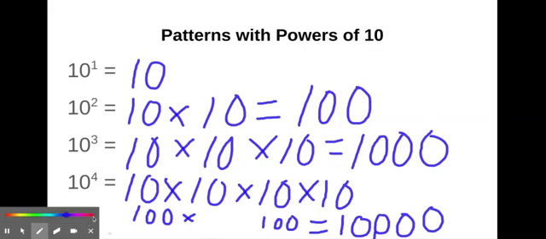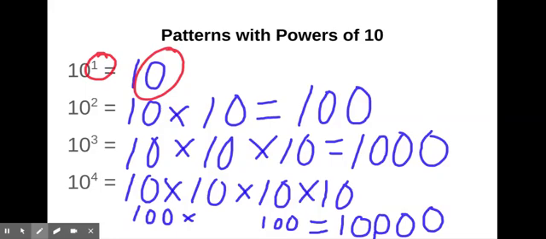Do you guys see our pattern? Take a look at our exponents and the number of zeros on our final answer. We started with 10 to the first power. Our final answer was 10. That has 1 zero. Then we looked at 10 to the second power. Our exponent was 2, and our final answer had 2 zeros.